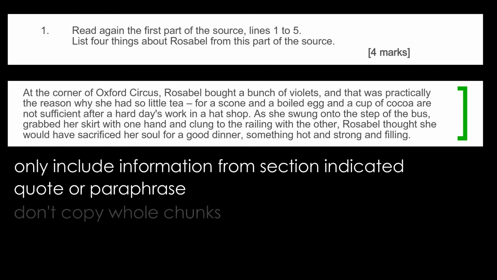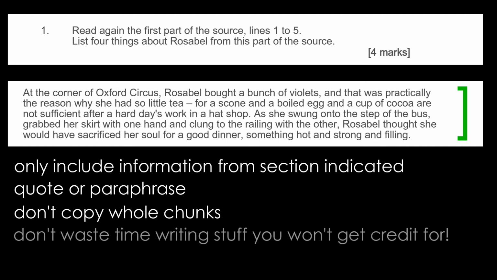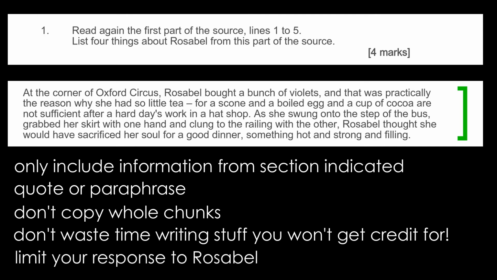Don't copy whole chunks, as this does not provide evidence of your ability to select information. It's also a waste of time. Make sure that you limit your response to Rosabel, although in this source there isn't a lot which isn't about her. Even though the section of text is only 5 lines long, there are more than 4 things to say, which gives you some choice.